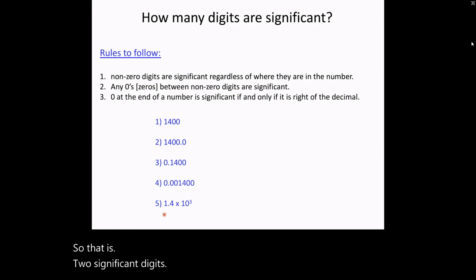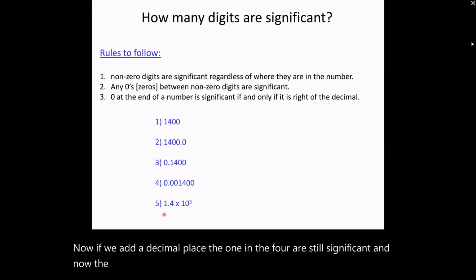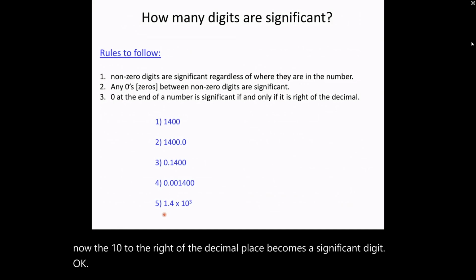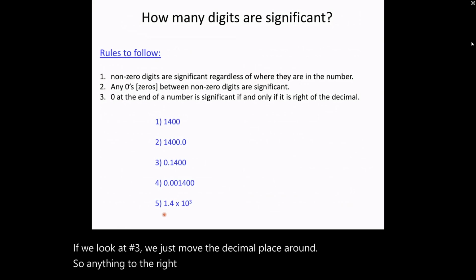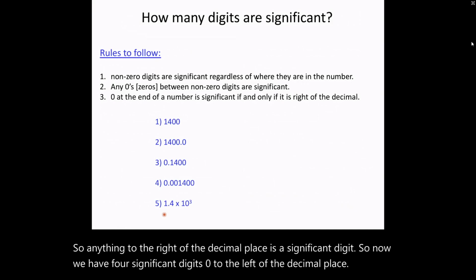Now, if we add a decimal place, the 1 and the 4 are still significant, and now the 0 to the right of the decimal place becomes a significant digit. Okay? If we look at number 3, we've just moved the decimal place around. So anything to the right of the decimal place is a significant digit. So now we have 4 significant digits. The 0 to the left of the decimal place is not a significant digit.